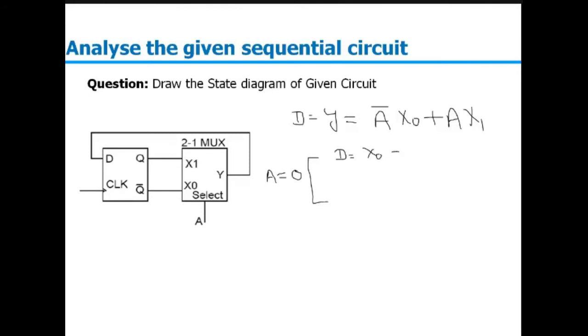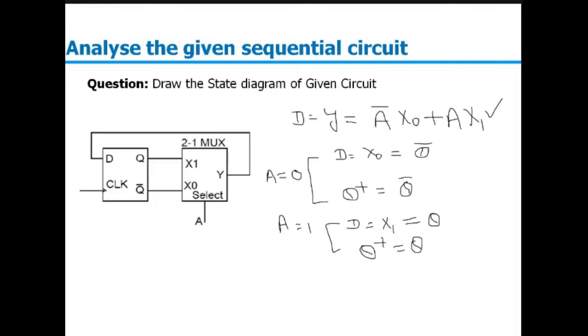And what is X0? X0 is nothing but my Q bar. So I can say when A is equal to 0, my next state will be equal to Q bar, right? Because next state will follow the D and D is equal to Q bar. So when A is equal to 0, my next state will be Q bar. Similarly, when A is equal to 1, D will be equal to X1 from this equation, and X1 is equal to Q. So I can say in this case my Q plus, the next state, will be equal to Q.